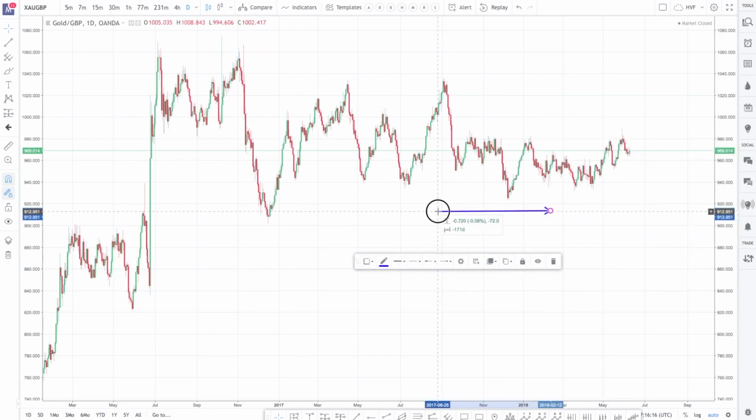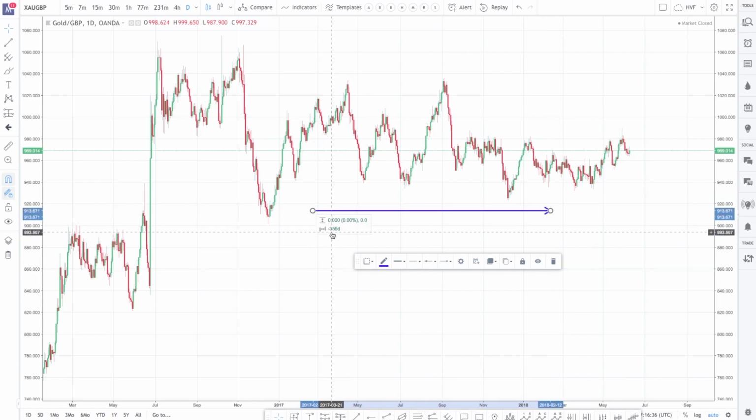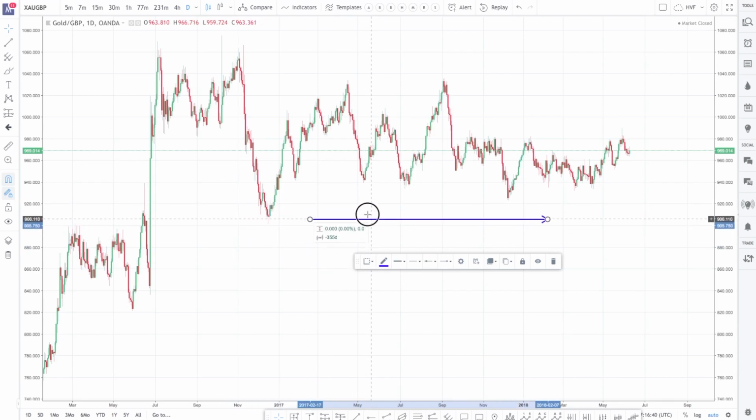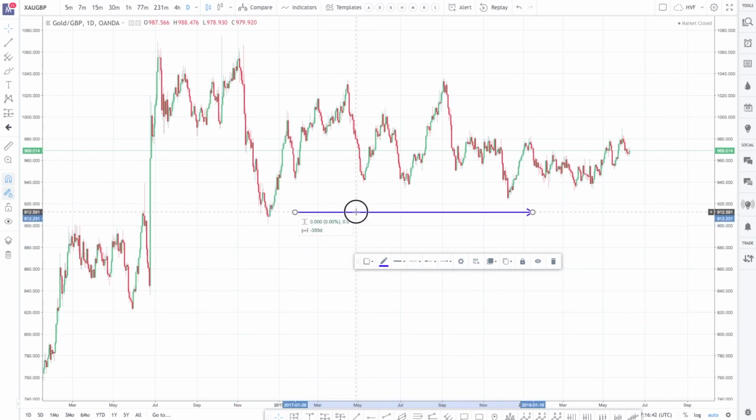Now, we need a line that is 355 days long. So here we see 355 days long. And to make sure this line is horizontal, we need to have 0%. There we go. So now we have 0% price difference. So if the prices here and here are the same, and we have 355 days, now I can select this line here, and this indicates a full year.